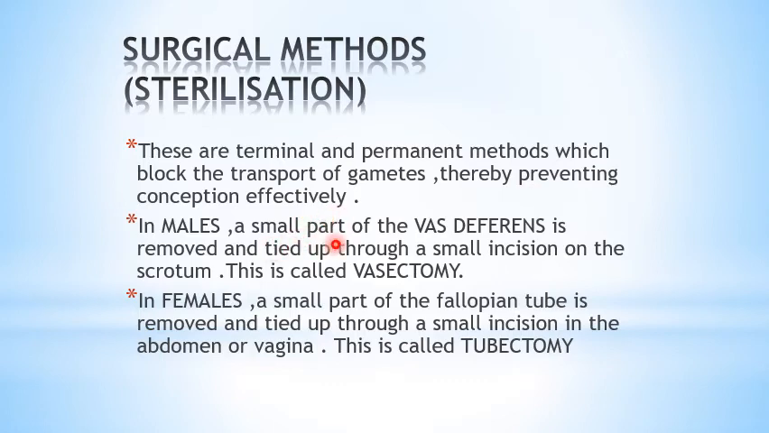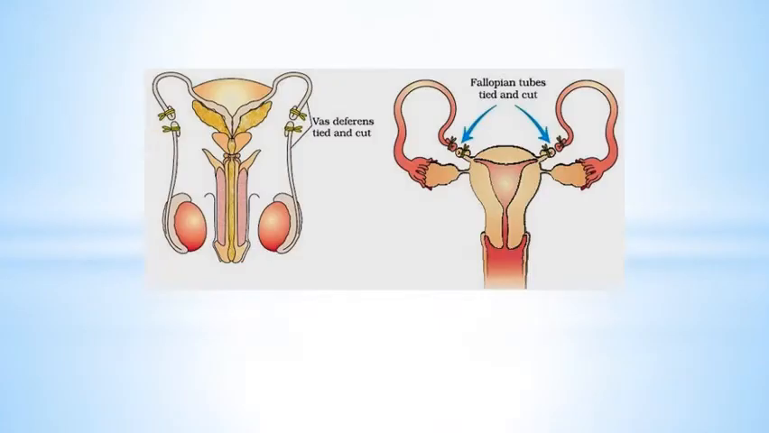In male, a small part of the vas deferens is removed and tied up through a small incision on the scrotum, and this is called vasectomy. And in female, a small part of the fallopian tube is removed and tied up through a small incision in the abdomen or vagina. This is called tubectomy. In this image, you can see the vas deferens is tied and cut, that is vasectomy. And here the fallopian tube is tied and cut, that is called tubectomy.